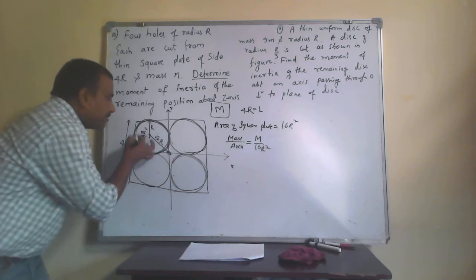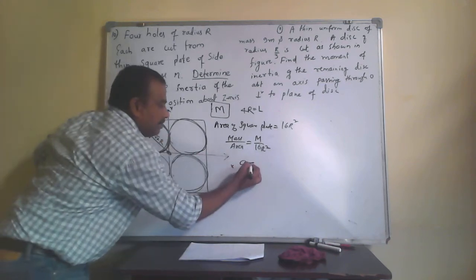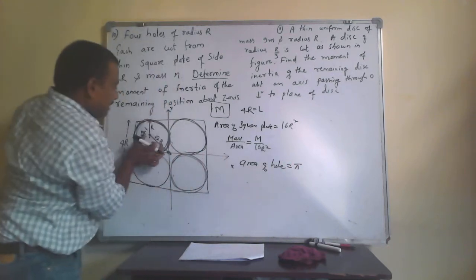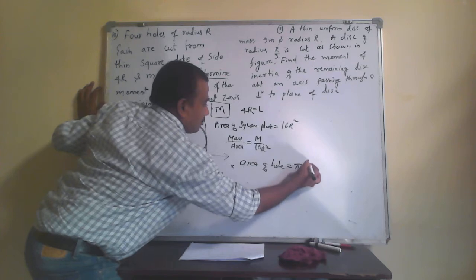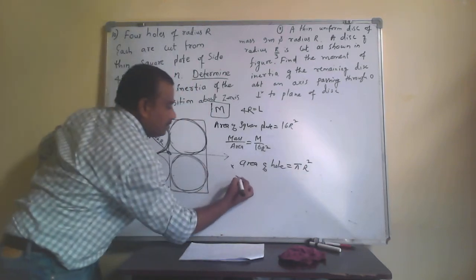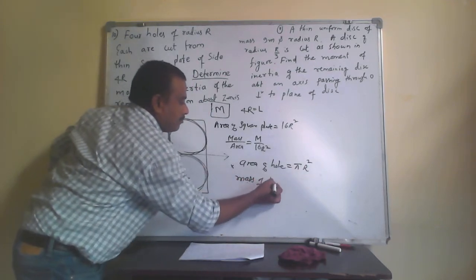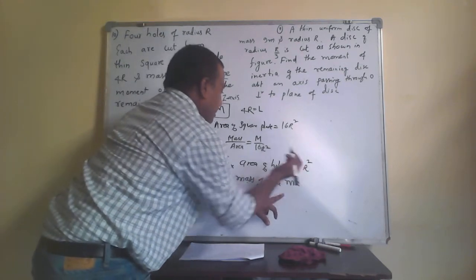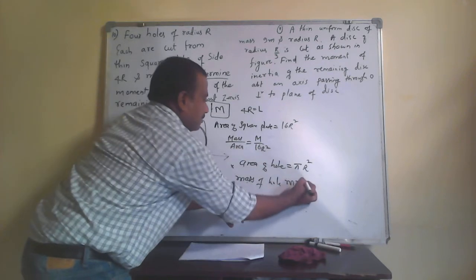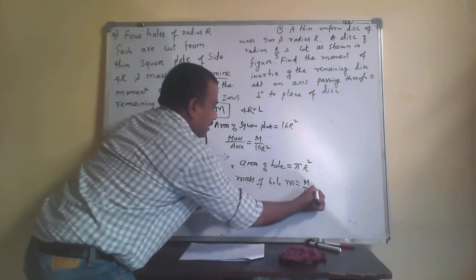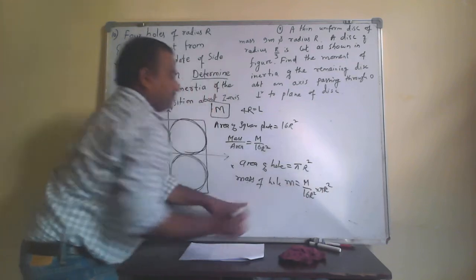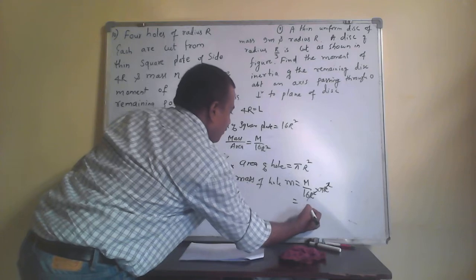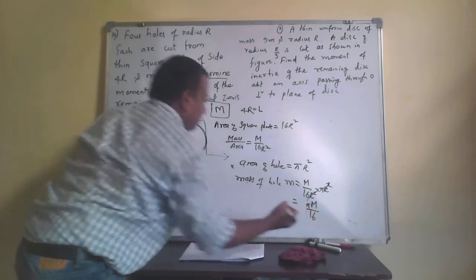So what is the area of the hole? Pi, its radius is r, so pi r square. What is the mass of the hole? Treat small m as the mass of the hole. Its area is pi r square, and the mass per unit area is M by 16r square. So M by 16r square into pi r square. The r square cancels, so pi M by 16 is the mass of each hole.